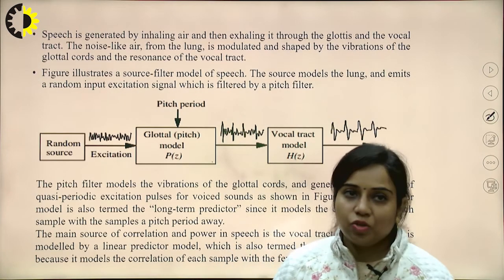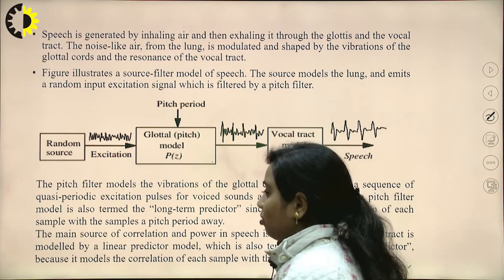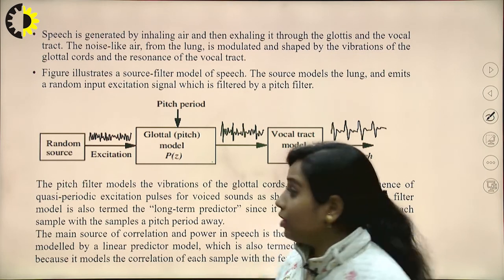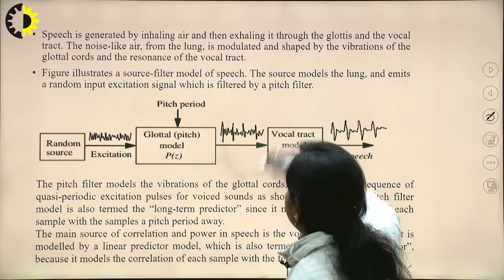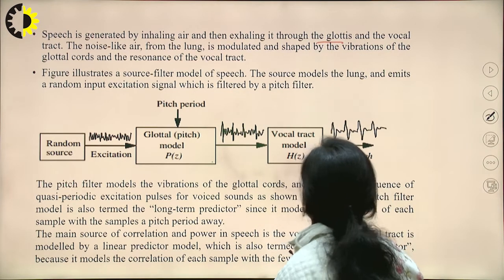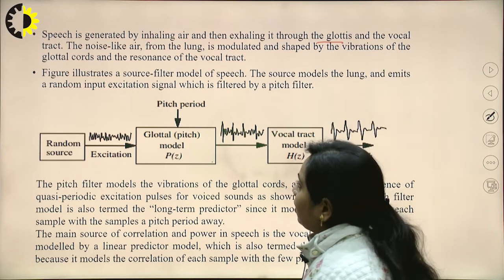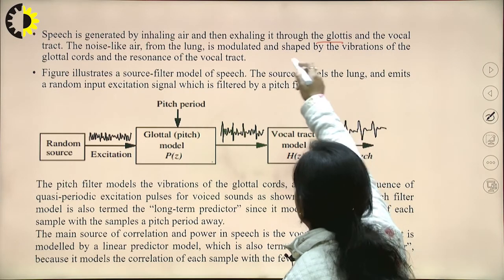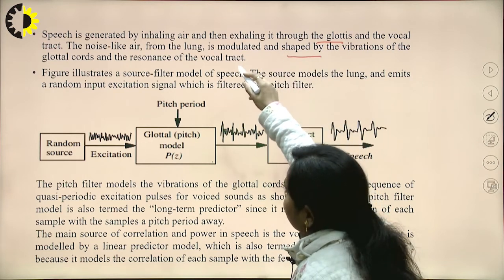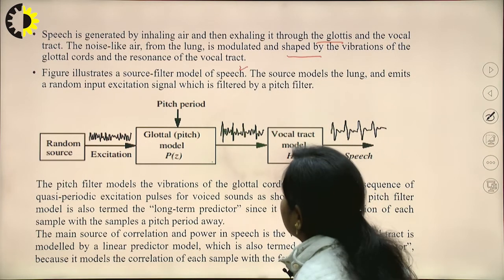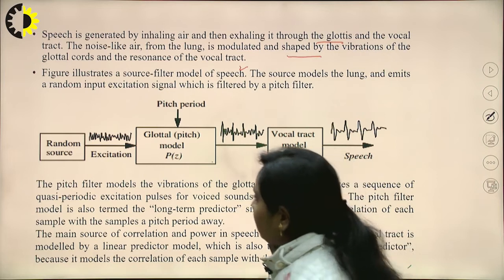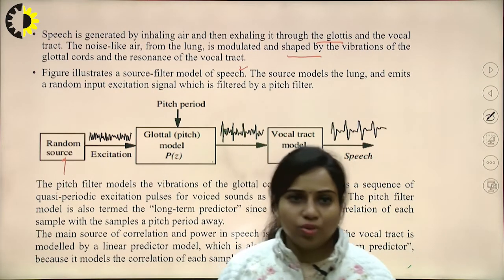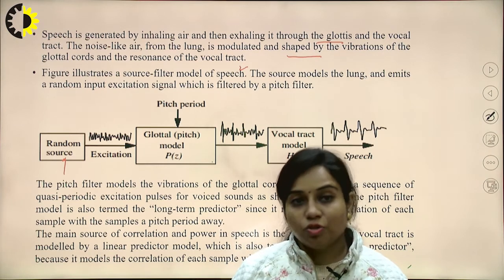In the case of the first one, the LPC vocoder, speech is generated by inhaling air and then exhaling it through the glottis and the vocal tract. The noise-like air from the lungs is modulated and shaped by vibrations of the glottal cords and the resonance of the vocal tract. Basically this is the diagram: this is the random source which generates the speech signal.